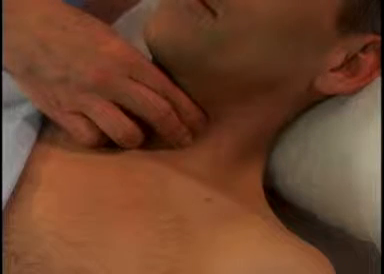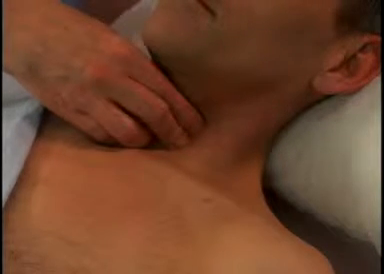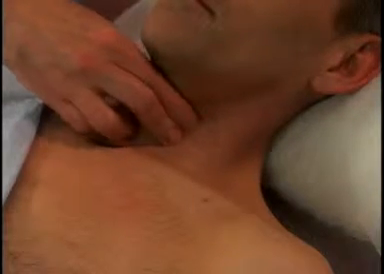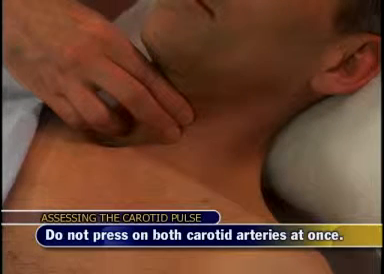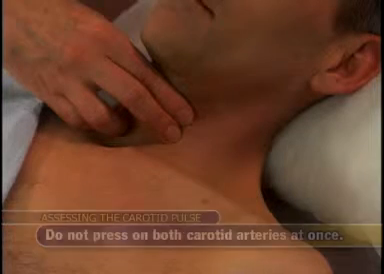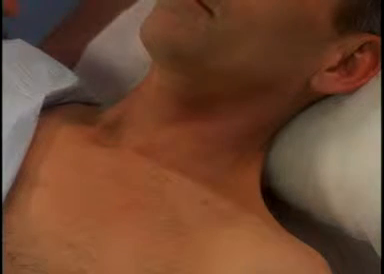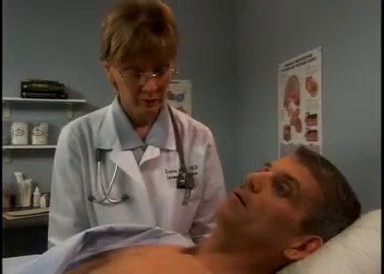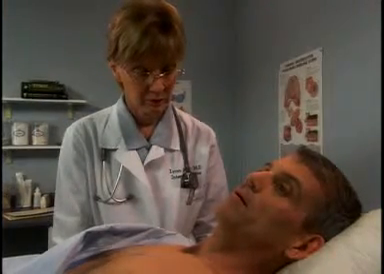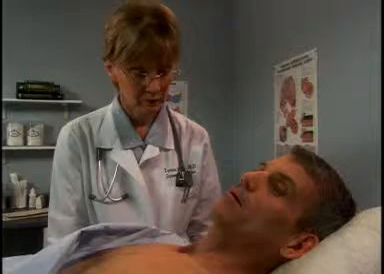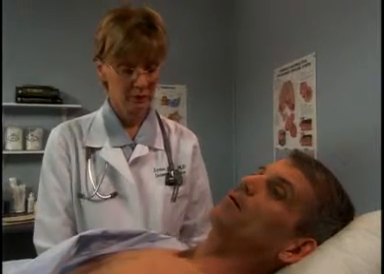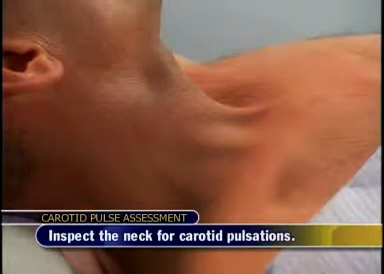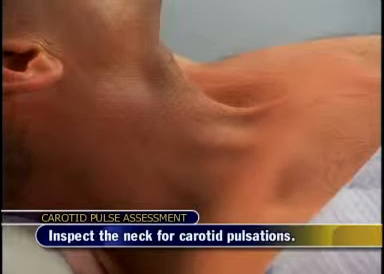You should assess both the right and left carotid arteries, then compare. However, do not press on both carotid arteries at once. Assessment of the right carotid artery is demonstrated here. With the patient still lying supine, and with the head of the bed or examining table still elevated to about 30 degrees, inspect the neck for carotid pulsations.